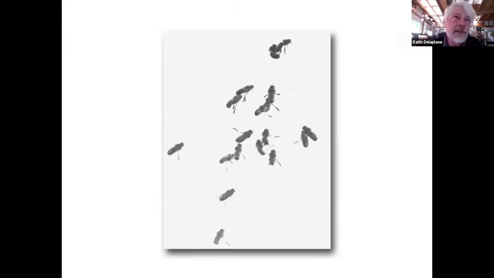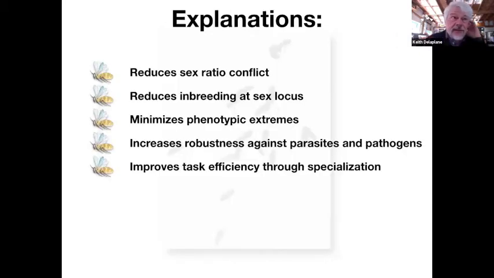Well, why is it associated with strength and fitness? There have been some theories put forward to explain it. Okay, I get it. Right, you've got genetic variation. Well, give me a little more than that. What is so great about genetic variation? Well, there's one idea that it reduces sex ratio conflict.